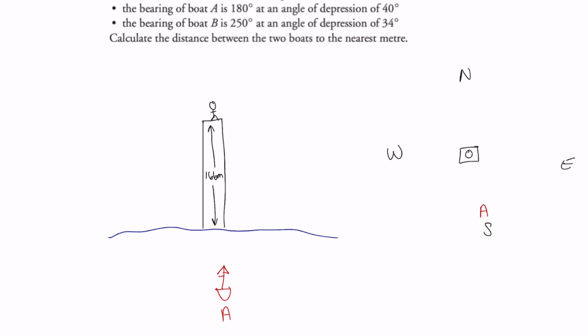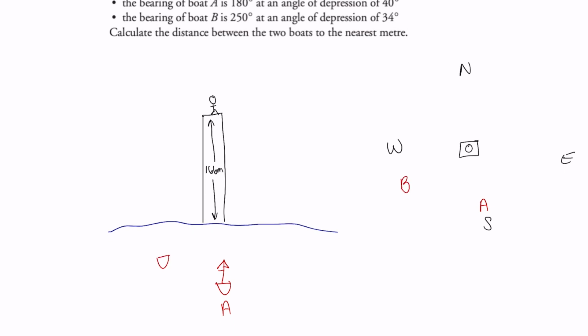Now boat B has a bearing of 250 degrees. If you start at 0 here and go to east 90, south 180, west 270, that's a bit too far, so we're going to go back around here, so 250. We can draw boat B in our other diagram as well. Now when you're calculating the distance between the two boats, you're looking for the shortest distance, and the shortest distance is always going to be a straight line. So you're looking for this distance right here, and we'll call this distance D.